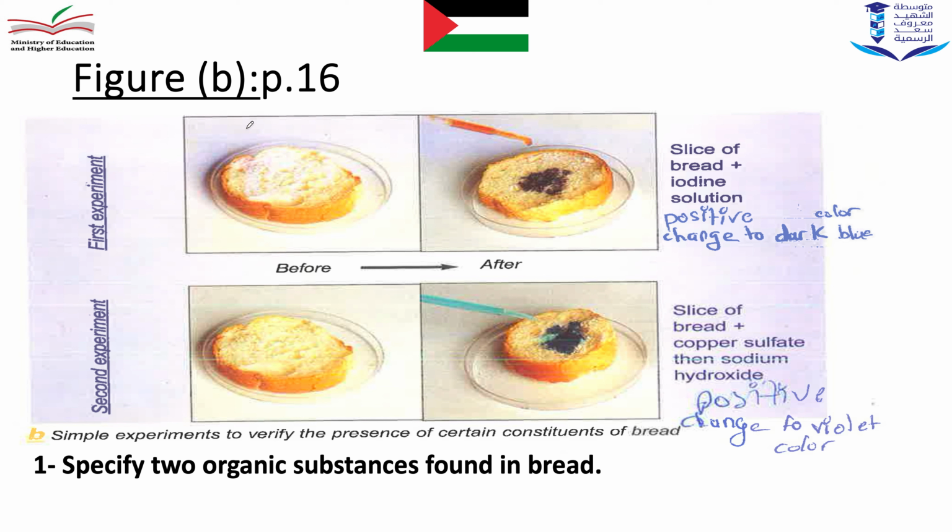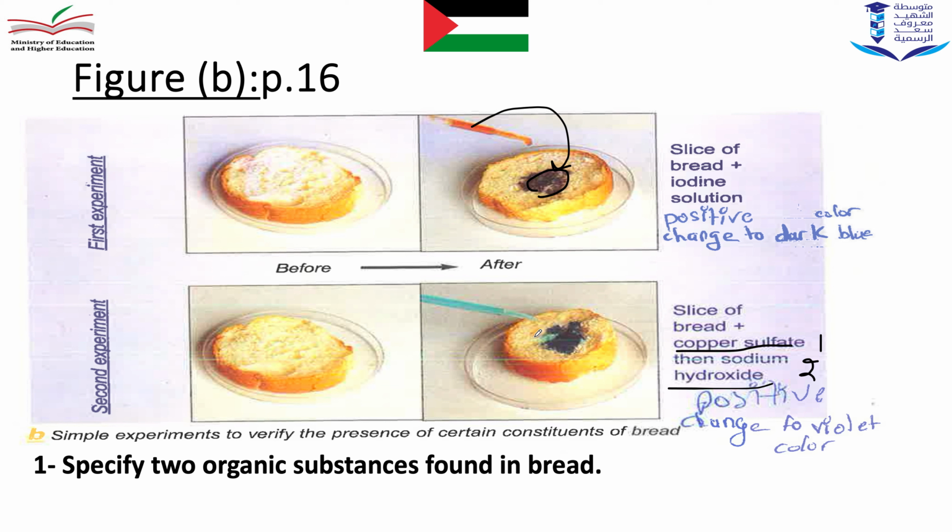Here in figure B, page 16, we are testing for starch in bread. So we add a few drops of iodine solution. The color turns from brown orange into dark blue, indicating the presence of starch. And here we are performing the biuret test because we are adding copper sulfate then sodium hydroxide.